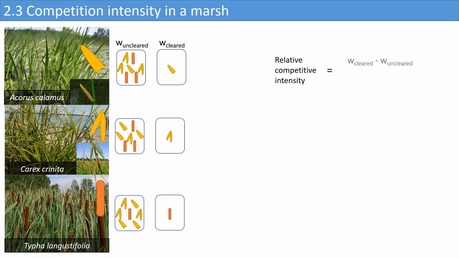And they measured something called relative competitive intensity. This is a way to measure plant performance by comparing the difference between performance of the cleared plants and the uncleared plants. It's exactly what we saw at the beginning of the lecture. So if the cleared plants are much bigger than the uncleared ones, we have a positive number and we have competition. And in order to be able to compare among plants of different sizes, we simply standardize this value by the performance of the cleared plants. So relative competitive intensity is a very neat measure.